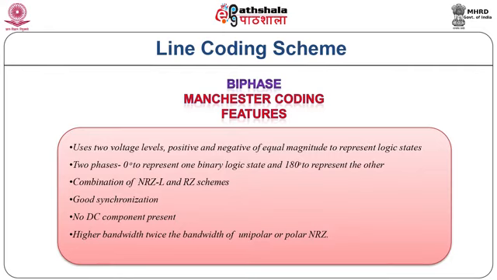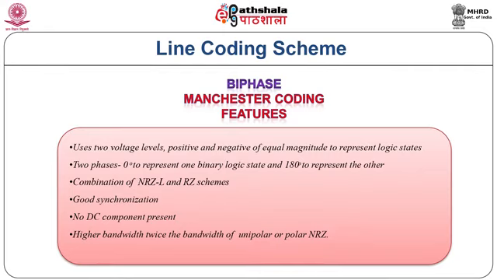This code uses two voltage levels, positive and negative of equal magnitude, to represent logic states. Each bit of data is represented by at least one transition in the middle of the bit interval. During the first half of the bit interval, the signal pulse has zero voltage level, and in the second half it moves to the other voltage level. The code is called biphase as it uses two phases. That is, a signal pulse with a zero phase is used to represent one binary logic, and signal pulse with 180 phase to represent the other.